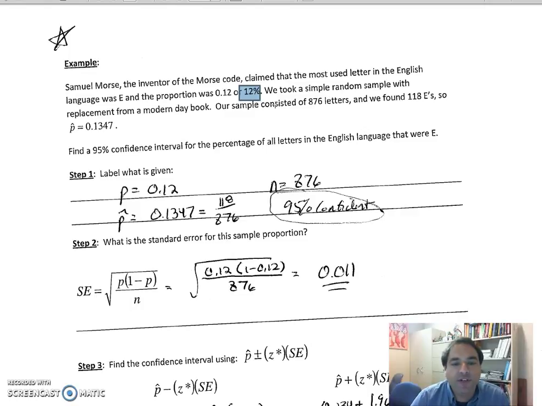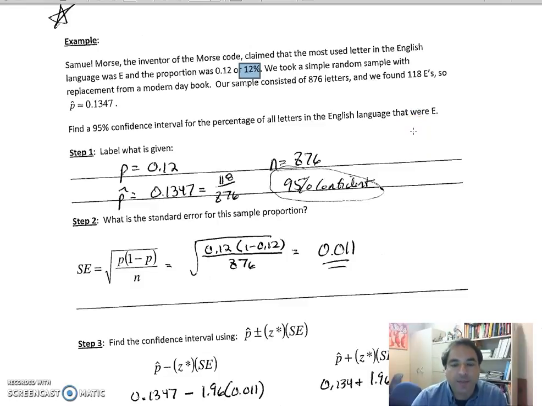So Samuel Morse, the inventor of Morse code, claimed that the most used letter in the English language was E, and the proportion was 12%. We took a simple random sample with replacement from a modern-day book. Our sample consisted of 876 letters, and we found that 118 were E's. So the p hat is 0.1347. So find a 95% confidence interval for the percentage of all letters in the English language that were E.